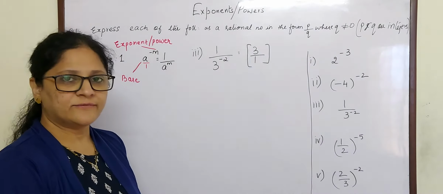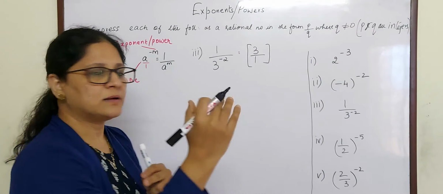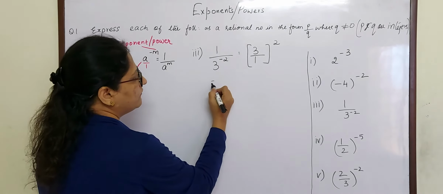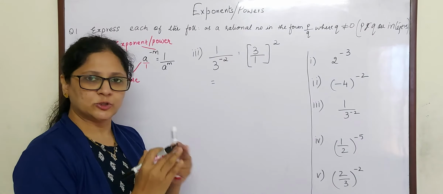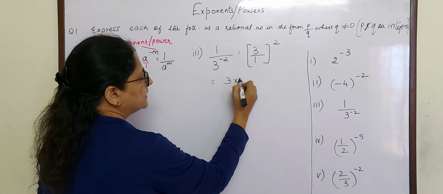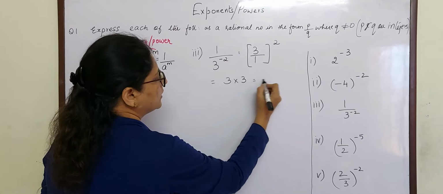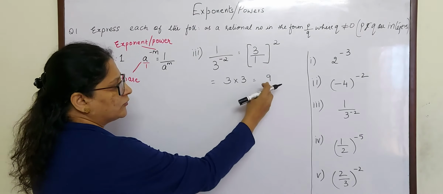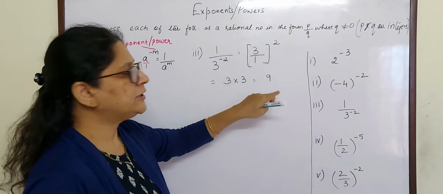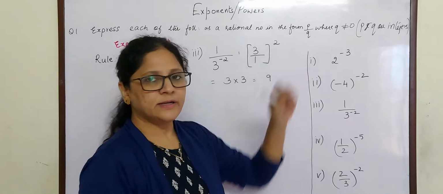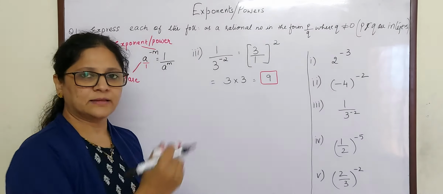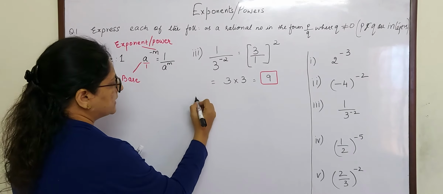Now because you have done reciprocal, exponent becomes positive. So it is 3 by 1 the whole square. Now 1 square is 1, so you don't have to worry about the denominator. So 3 square is nothing but 3 into 3, which is equal to 9. So now you can ask, how is this in the form of P by Q? P is 9 and Q is 1 and Q is not equal to 0. So this is in the form of P by Q like the previous sums. Let us go to the next sum.